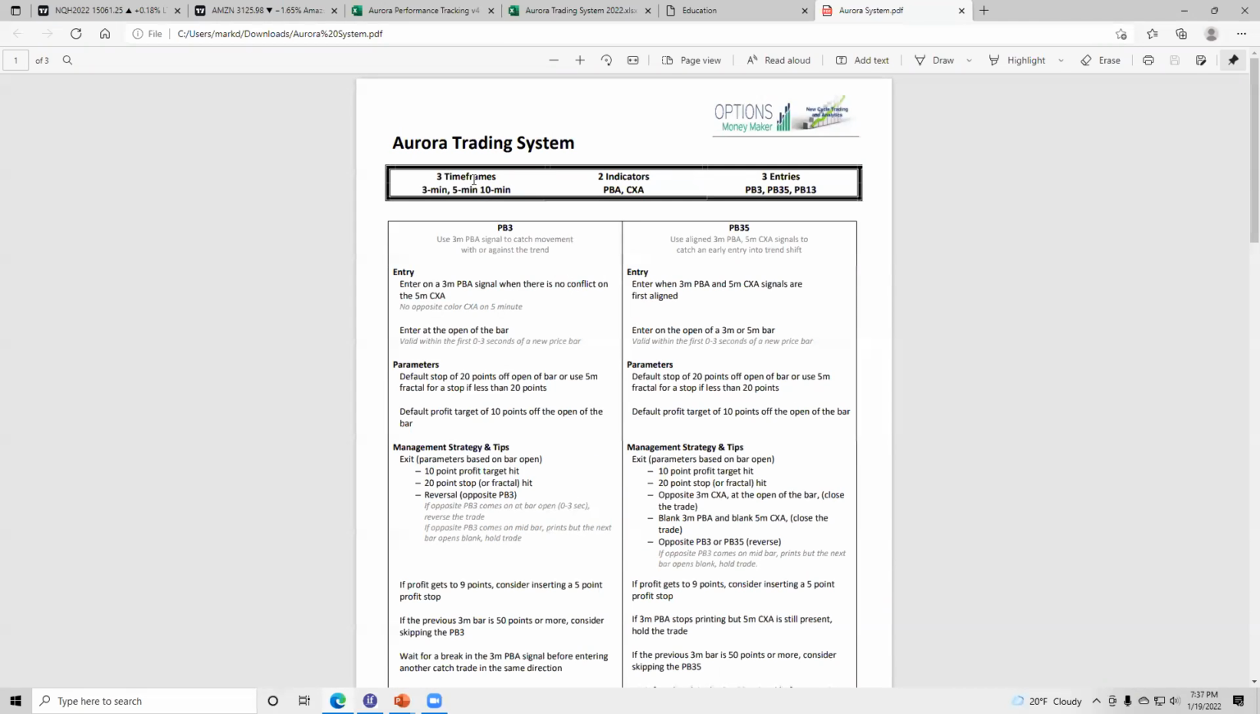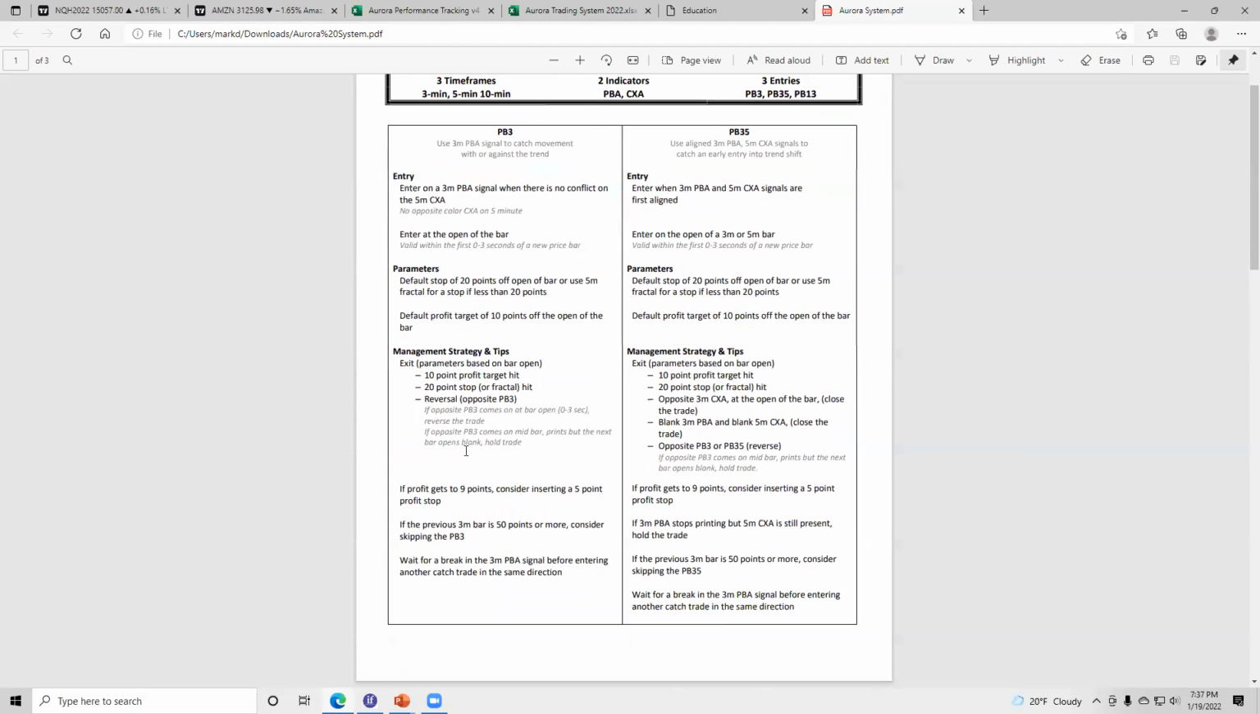It's reminding you that we're using 3 time frames, the 3-minute, 5-minute, and 10-minute, that we're relying on 2 primary indicators, PBAs and CXA signals, and that there are 3 primary entries that we follow. PB3s, PB35s, both of those are catch trades, and PB13, which is a trend trade. In the left box here is all of the criteria, the entry and parameters and exit and management strategy and tips and other comments, all of that related to PB3s.